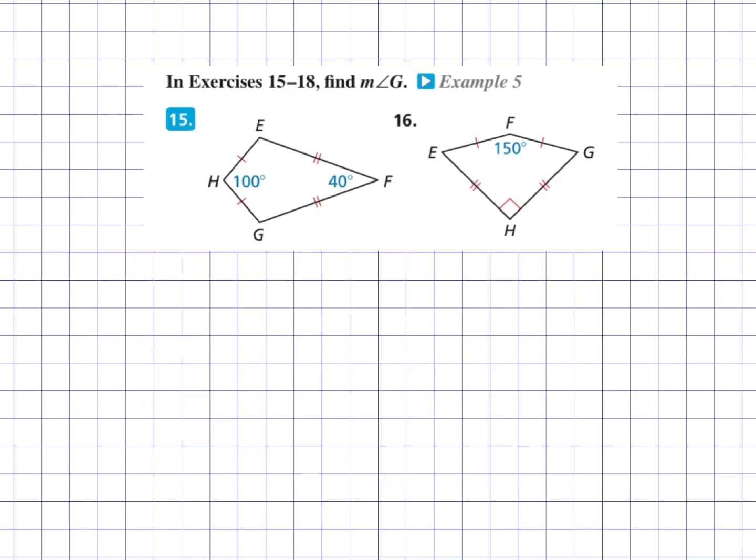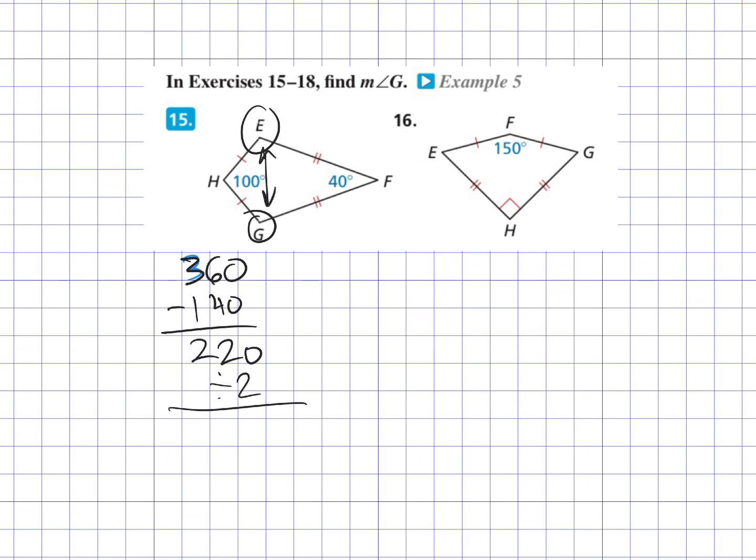Okay, find the measure of angle G. Okay, so here you go. There's 360 degrees in a kite. Subtract that 140, and we get 220. And remember, E and G are the exact same. They're the same measurements. So we just divide this by 2, and the measure of E and G is 110 degrees.